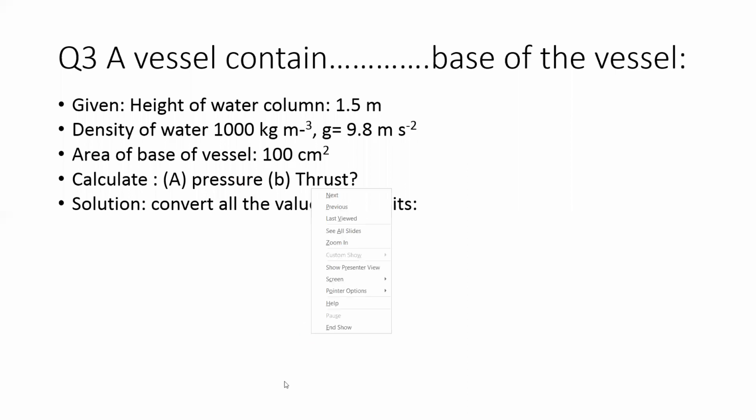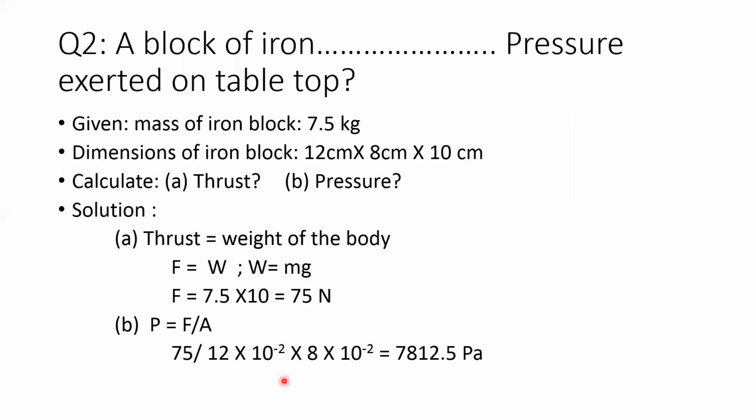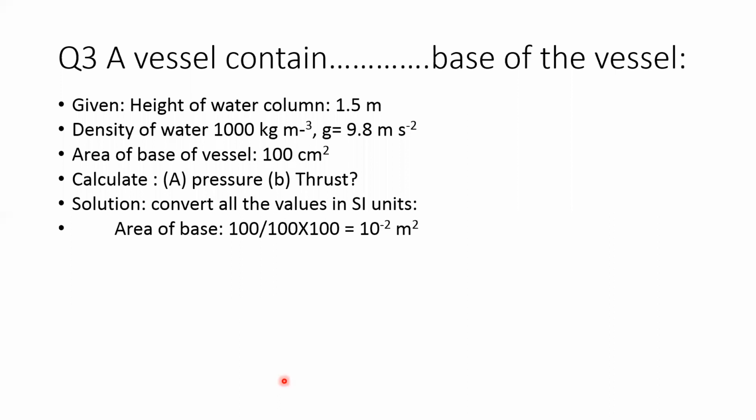So I show you the solution. First of all, to convert this area of base into meter square, we have to divide this 100 by 100 multiply 100, that is 10 raised to power 4. So 100 divided by 10 raised to power 4 will equal 10 raised to power minus 2 meter square. This will be the area of base of vessel in the SI units.